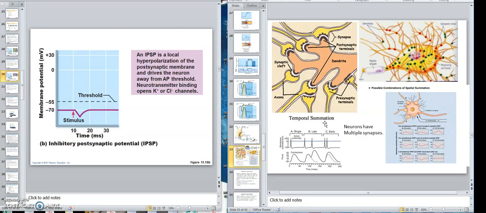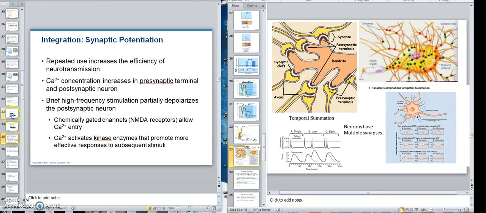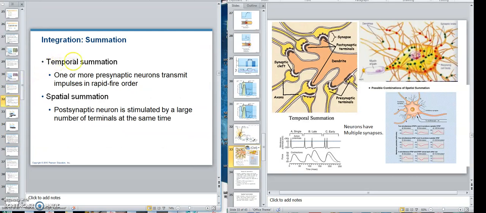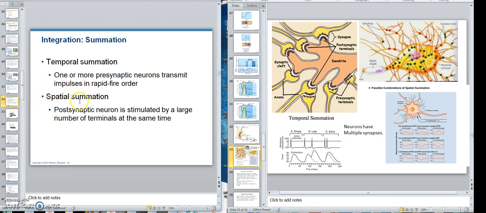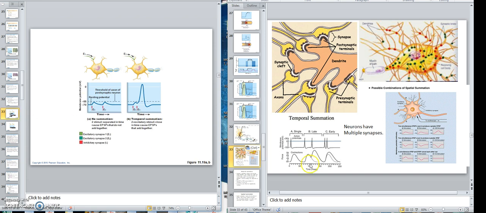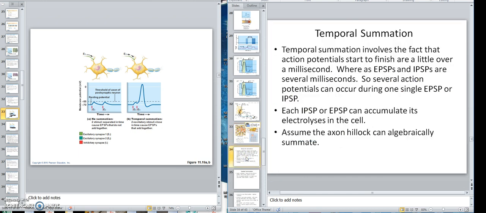All right. So I'm going to start first. So we go back here where we were: integration again, temporal summation and spatial summation. It involves the EPSPs and IPSPs, as I said. So two, temporal summation and spatial. I'm going to try to explain this as best I can. We're going to start first by going to temporal summation.